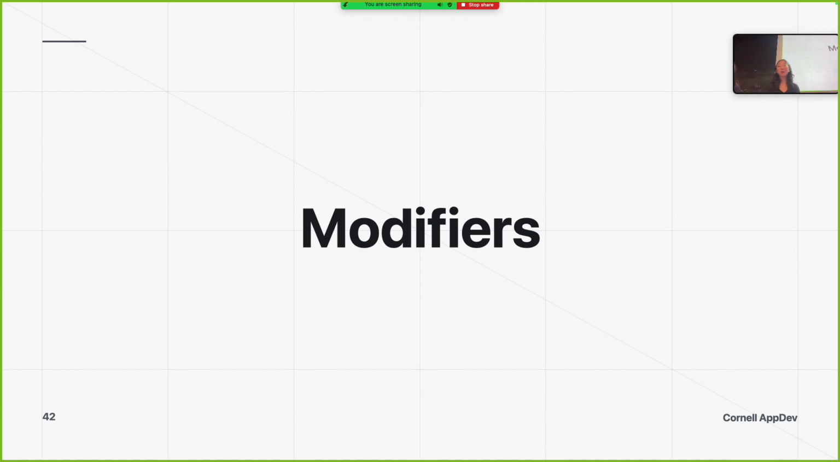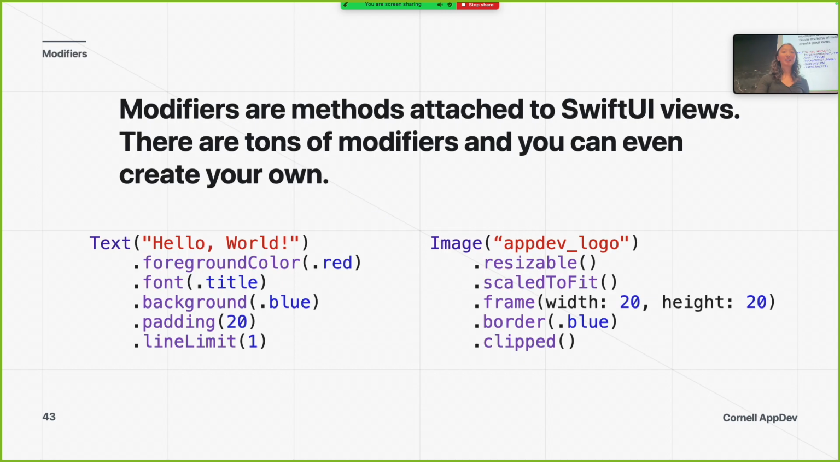Yeah, so modifiers are methods that you can attach to your SwiftUI views. There's a ton of modifiers out there. Caitlin showed you a couple, and you can actually customize your own modifiers as well, which is pretty neat. Here's a couple examples.